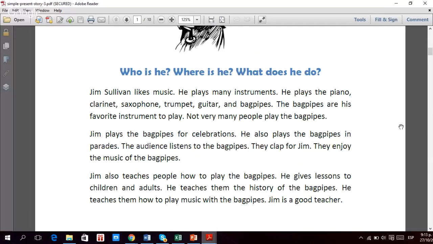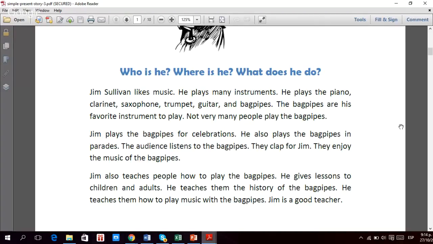Jim Sullivan likes music. He plays many instruments. He plays the piano, clarinet, saxophone, trumpet, guitar, and bagpipes. The bagpipes are his favorite instrument to play. Not very many people play the bagpipes. Jim plays the bagpipe for celebrations. He plays the bagpipes in parades. The audience listens to the bagpipes.